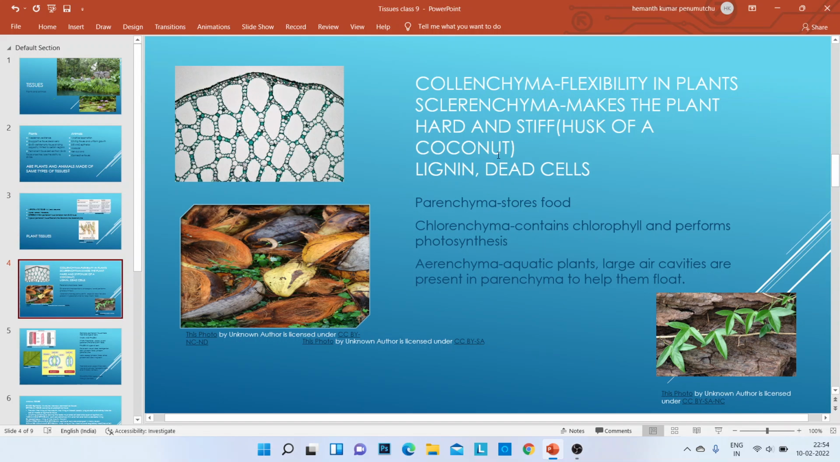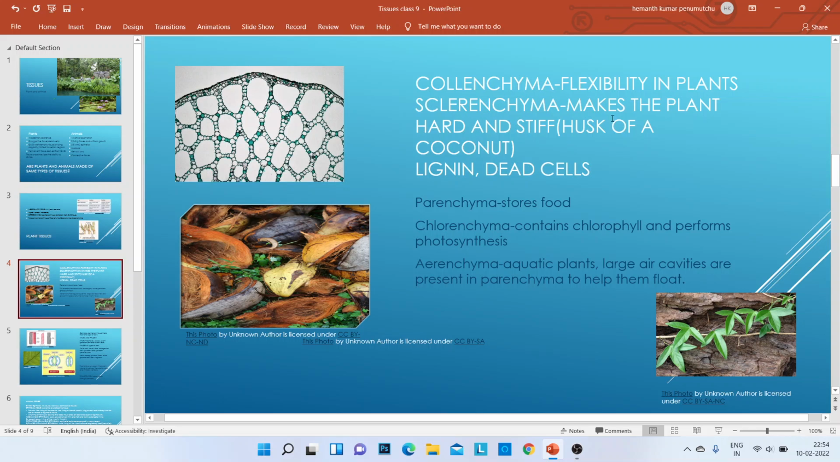Collenchyma. First of all, collenchyma gives flexibility in plants. Like if you see, this is a climber. This gives flexibility in plants. That's why it can grow flexibly. It can bend. The plant can bend without breaking. It's because of collenchyma. So we can see it in climbers, especially collenchyma.